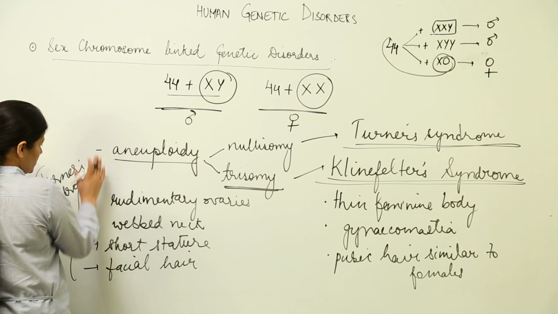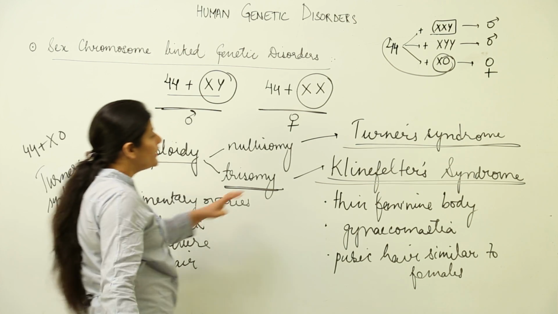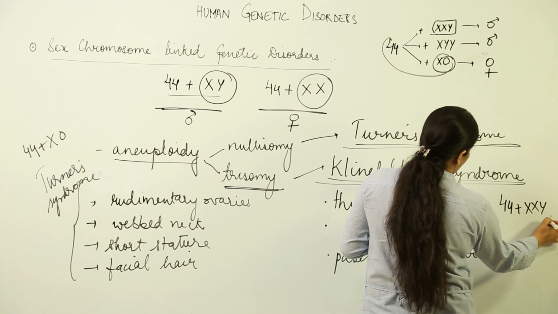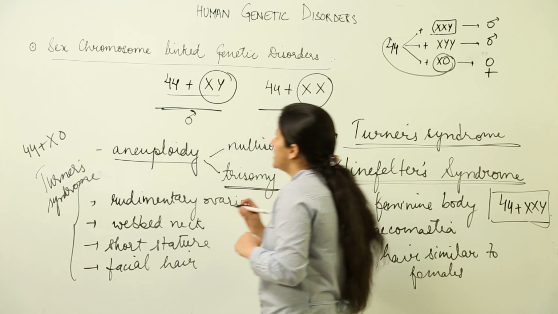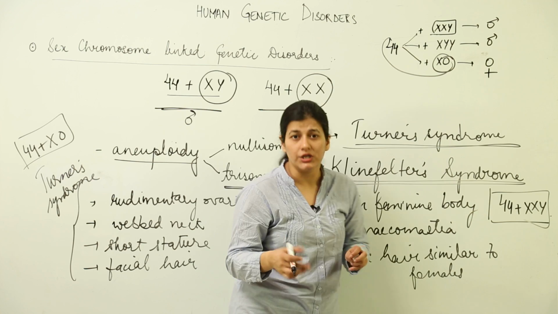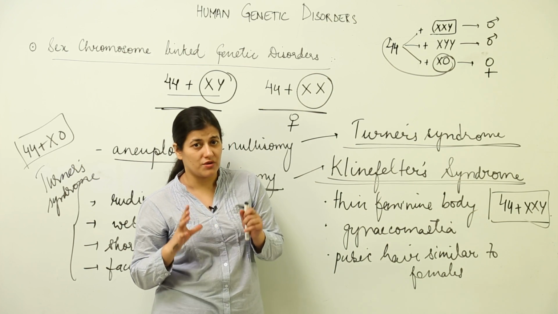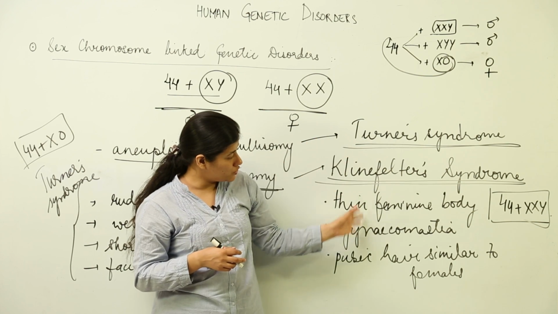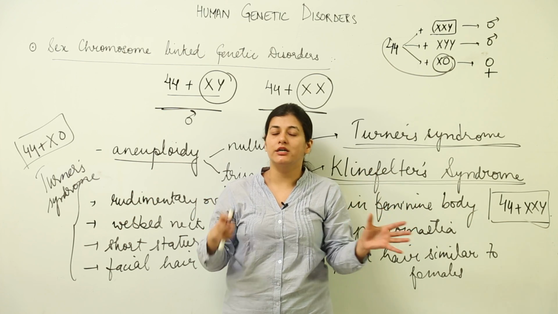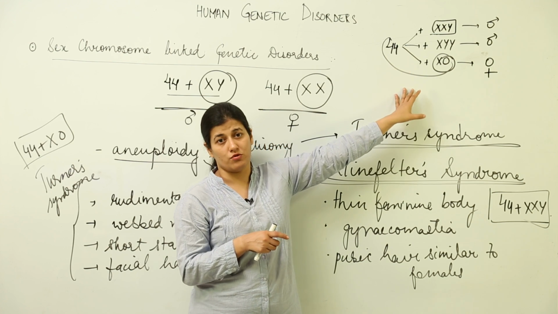You have to remember these two. Turner's syndrome is 44 plus XO. Klinefelter syndrome is 44 plus XXY. These two are very important sex chromosome linked genetic disorders. Apart from this, if there is any condition, as I told you in the beginning, there would be many aberrations in sexual behavior. So these two syndromes you have to remember by heart, where there is an alteration in the genetic constitution, specifically at the region of sex chromosomes.